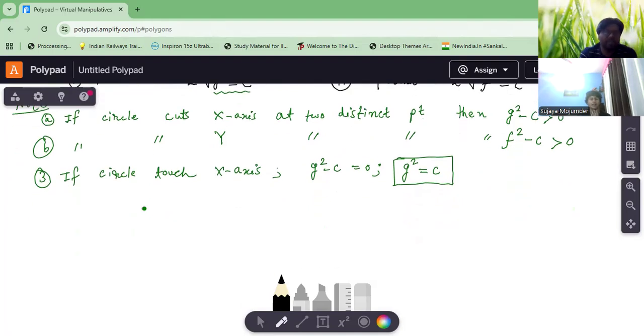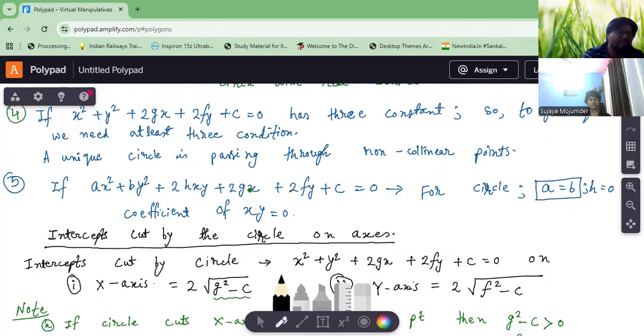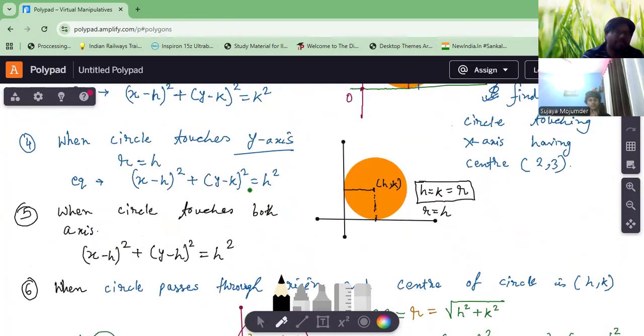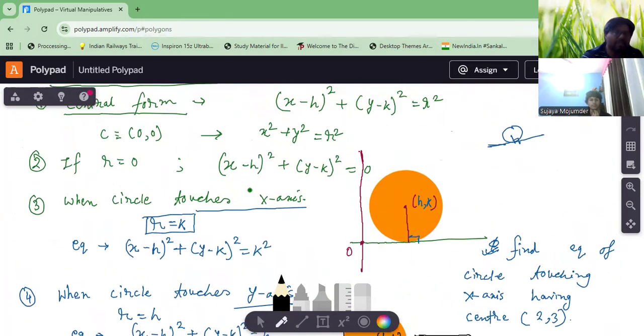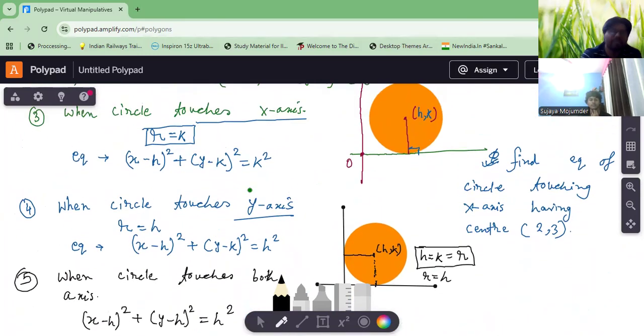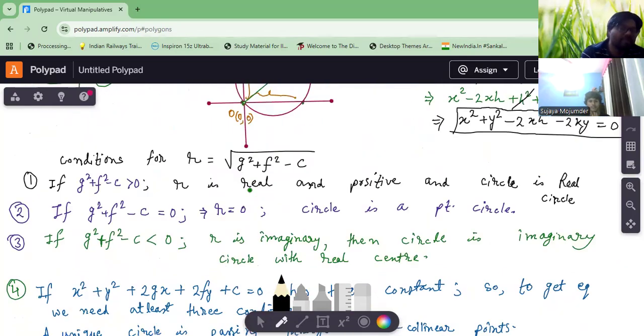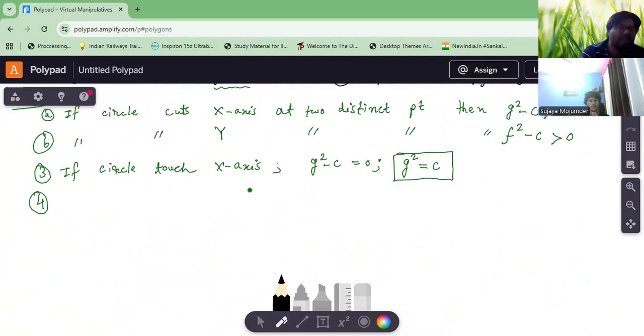This is also one of the conditions. Over there we used the condition for the point h comma k, touching the x-axis and touching the y-axis. We used the central form, right? Over here we are discussing the general form.